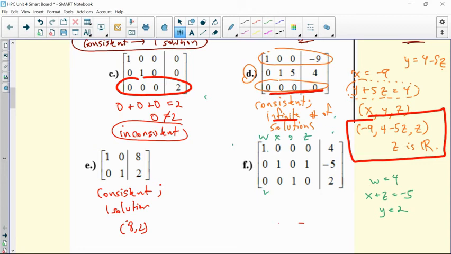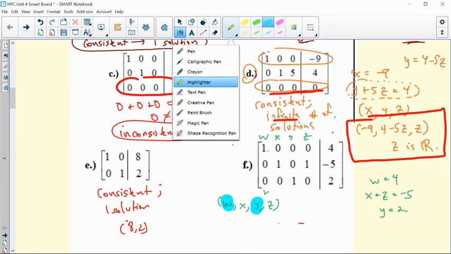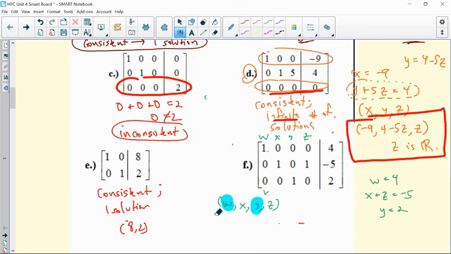So a solution to this would have 4 components. It's not an ordered pair, it's not an ordered triple, it's an ordered quadruple. It's going to be in the order of W, X, Y, and then Z. And we already know that W must be 4 and that Y must be 2. So those 2 are going to be fixed. Every ordered quadruple is going to have a 4, and then a 2. So now the question is, how do we represent the X and the Z?